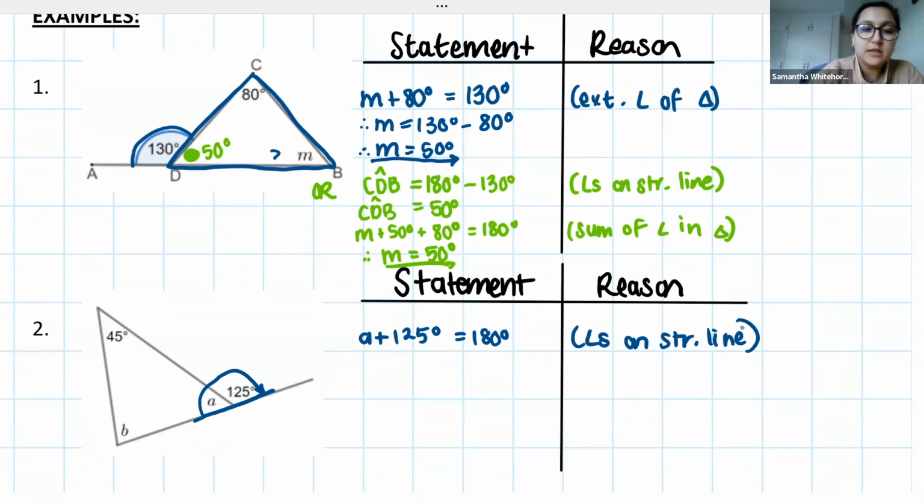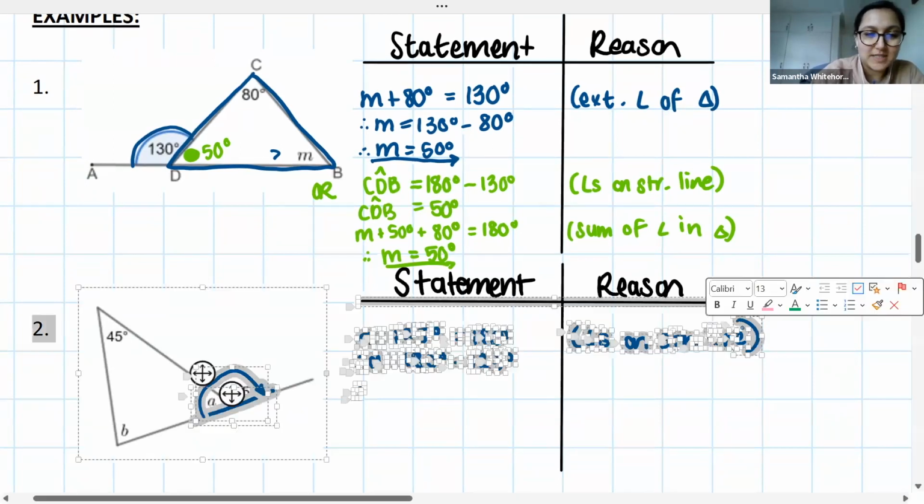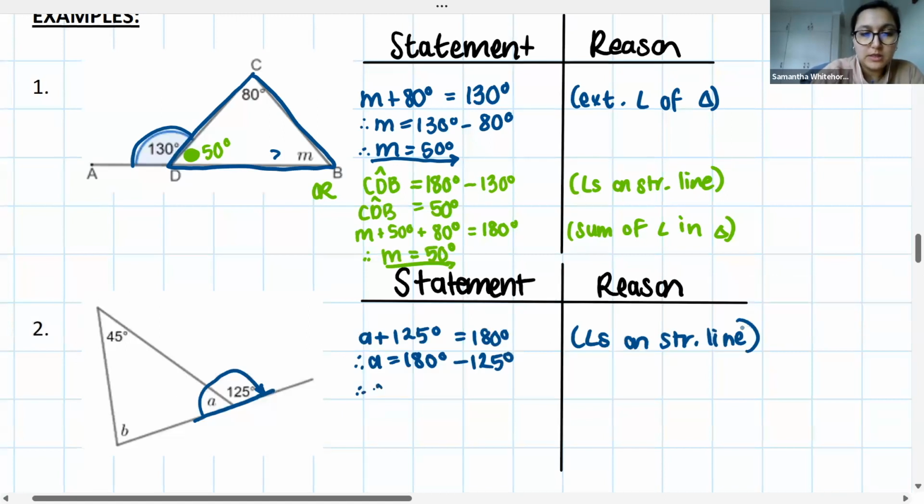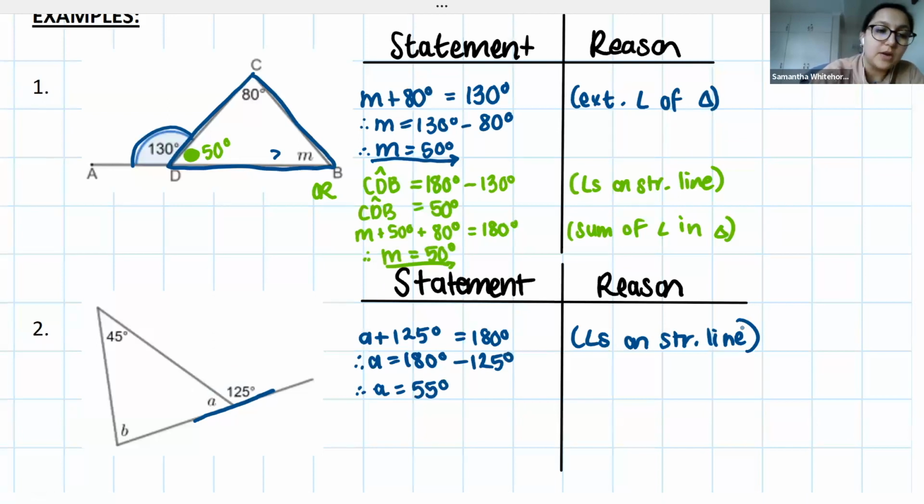Once we have that, we use our inverse operation. So we're going to say 180 minus 125 in order to get A. Cool. And so A is equal to 55 degrees. Now again, once I have an angle, I like to put it on my diagram because it might help me later on. It might not.